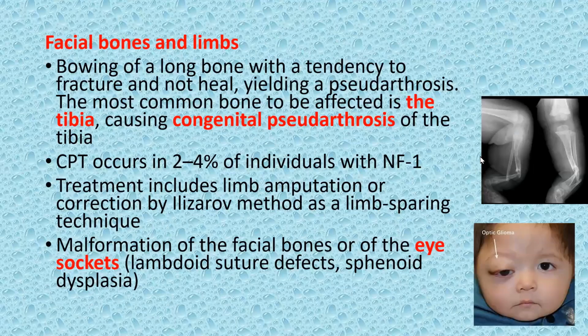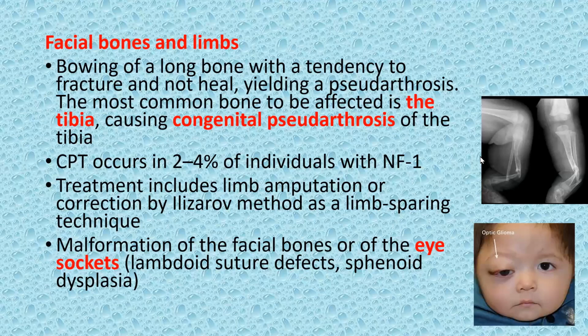Facial bones and limbs: they have bowing of a long bone with a tendency to fracture and not heal, yielding a pseudoarthrosis. The most common bone to be affected is the tibia, causing congenital pseudoarthrosis of the tibia. Congenital pseudoarthrosis of the tibia occurs in 2 to 4% of individuals with neurofibromatosis 1. Treatment includes limb amputation or correction by the Ilizarov method as a limb-sparing technique.